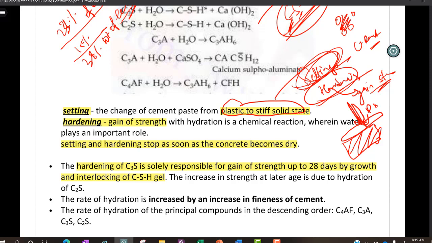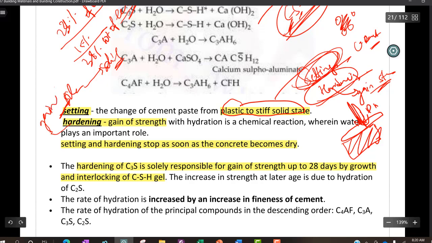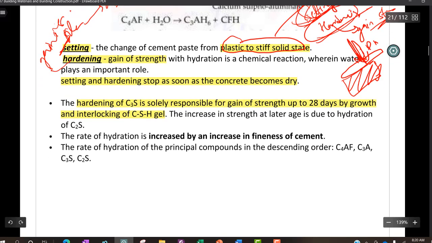Okay, so what is setting? It's just plastic state to solid state conversion को हम setting कहते हैं, setting of cement. Hardening means gaining of strength. We are talking about gaining of strength. I hope it is very clear, right? And hardening of C3S is solely responsible for gain of strength at 28 days by growth of interlocking CSH gel. This is a very important bit.